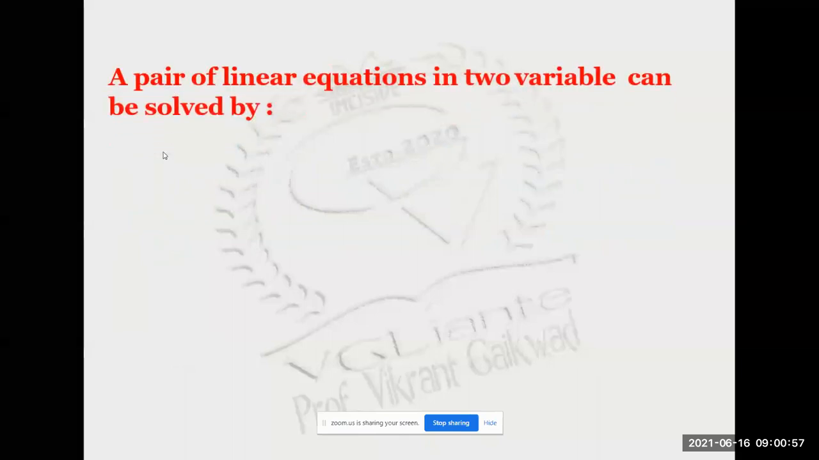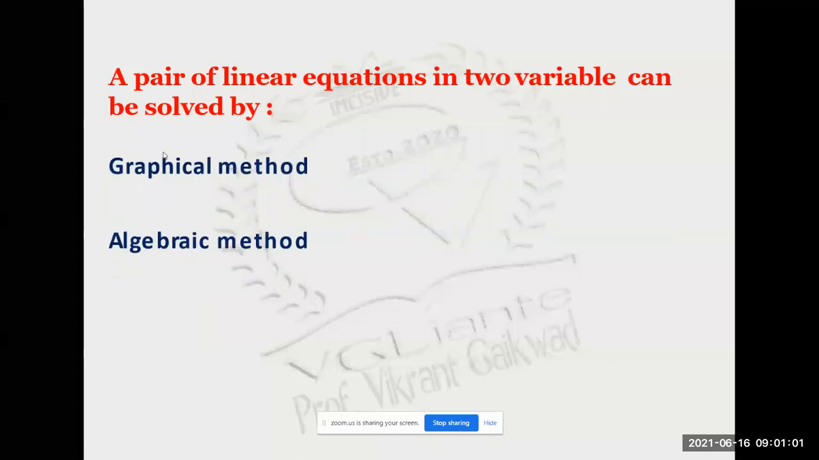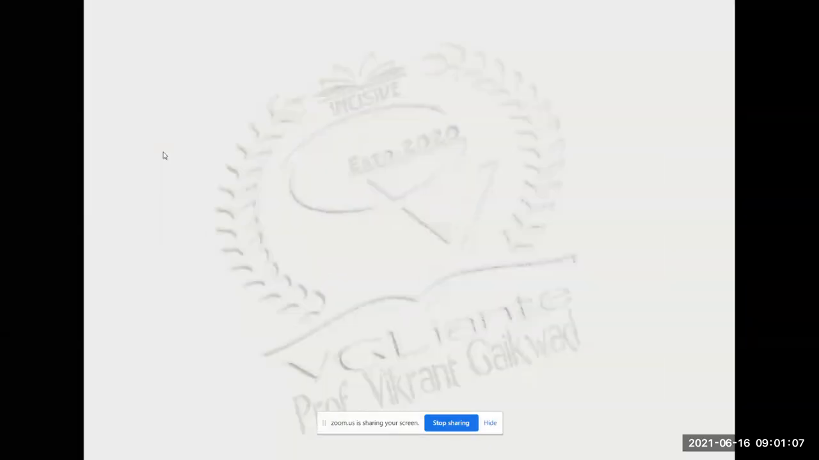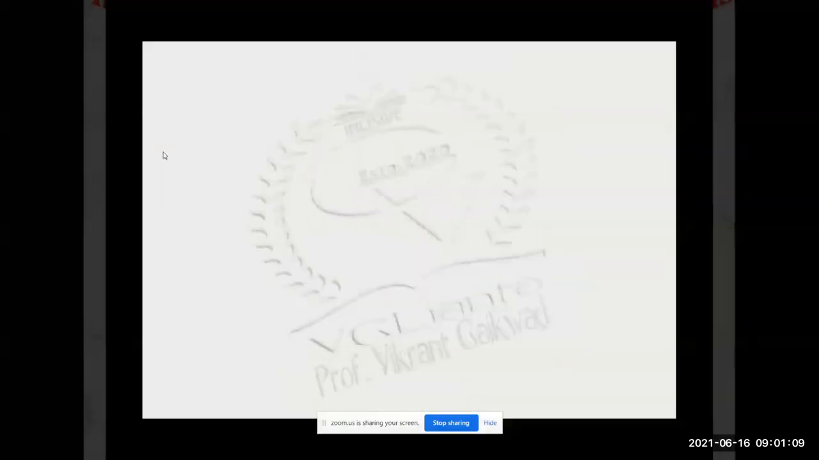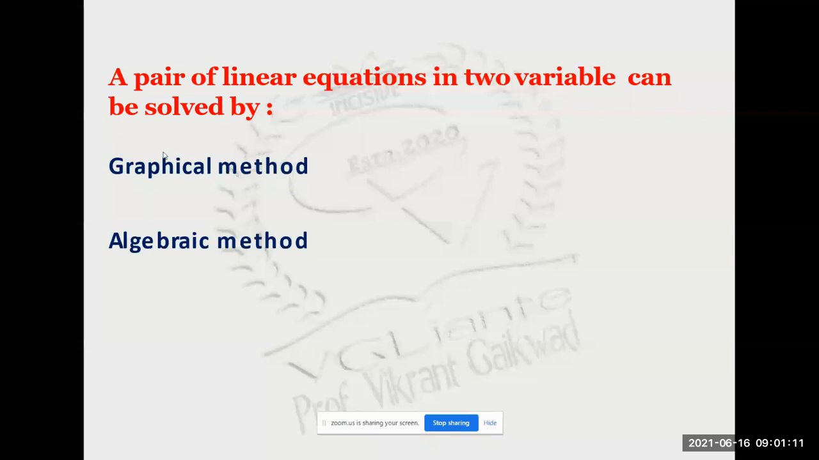A pair of linear equations in two variables can be solved by two methods: graphical method and algebraic method. There are two methods of solving the linear equation in two variables: graphical method and algebraic method.